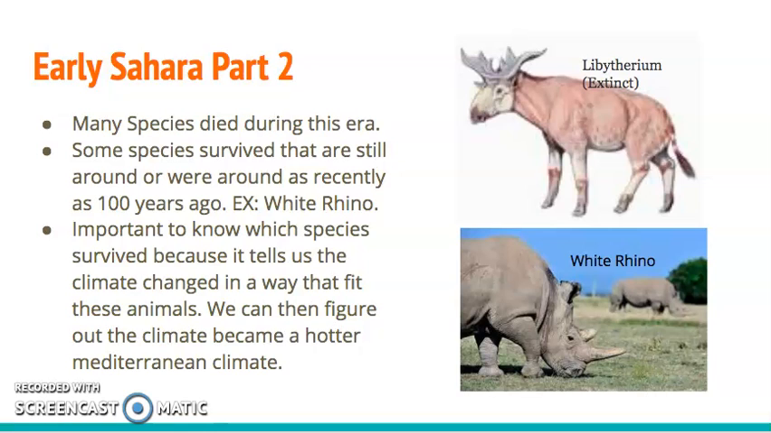Stylohipparion, a wild African horse, Elephas africanavus, and Libytherium, an antlered animal, all disappeared. However, many animals, like white rhinos, which are still alive today, or were alive 100 years ago, survived this time. It is important to note which animals survived and which didn't, because it is proof of change from tropical climate to a more Mediterranean climate that some species could not live in.